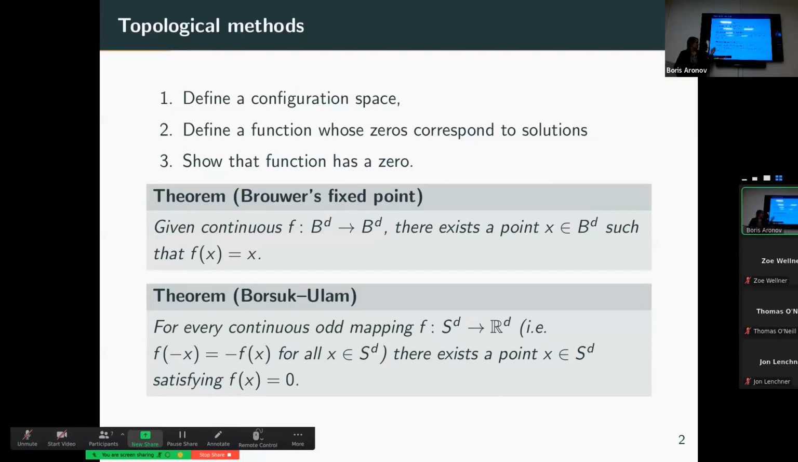So the Borsuk-Ulam theorem says that for every continuous odd mapping f from the d-dimensional sphere to d-dimensional Euclidean space, you have some point in the sphere that gets mapped to zero. And by odd mapping, what I mean is that f of minus x is equal to minus f of x. And that's also how that equivariance is coming in, because it's the equivariance of the group action of applying that minus 1, which is your non-trivial element in C mod 2.